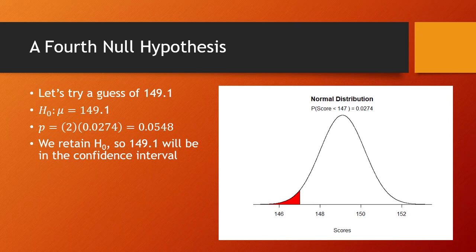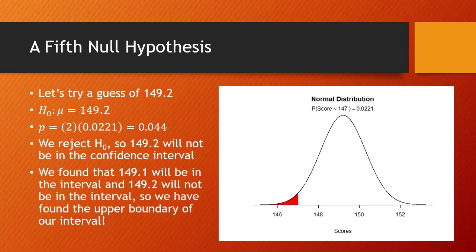Let's try 149.1. This time, the probability of being less than 147 is 0.0274. Multiply that by 2, 0.0548. That's greater than 0.05, so 149.1 will be in the confidence interval. Let's try a guess of 149.2. This gives us a p-value of 0.044, so we reject the null hypothesis because 0.044 is less than 0.05. 149.2 will not be in the confidence interval.